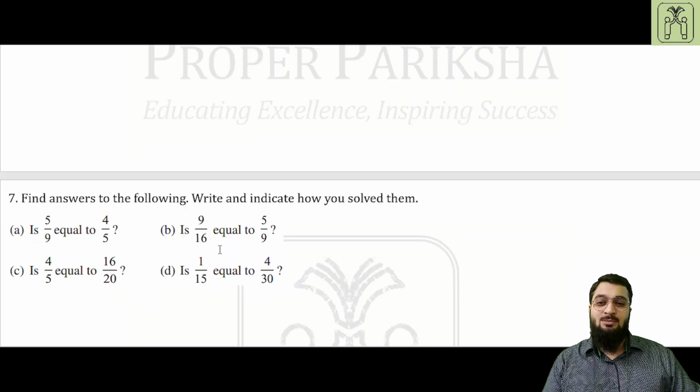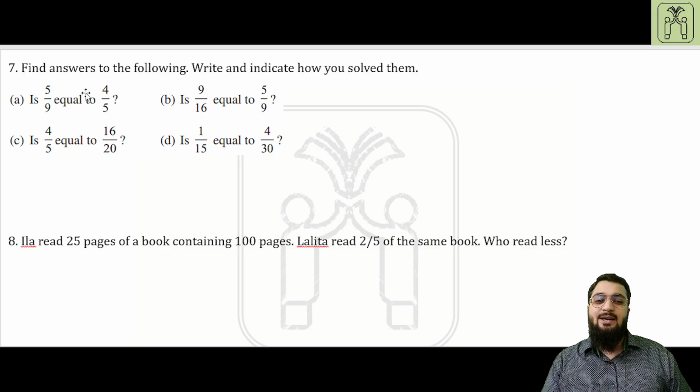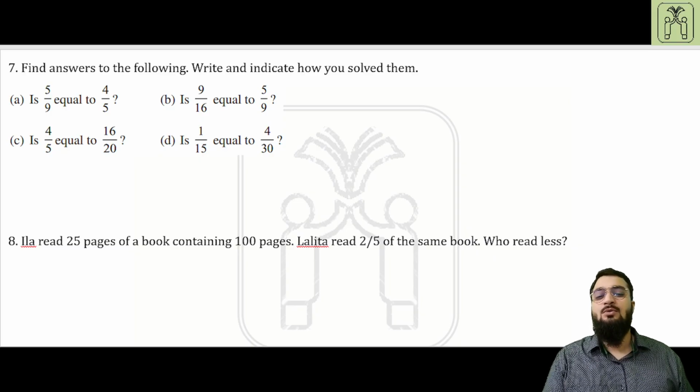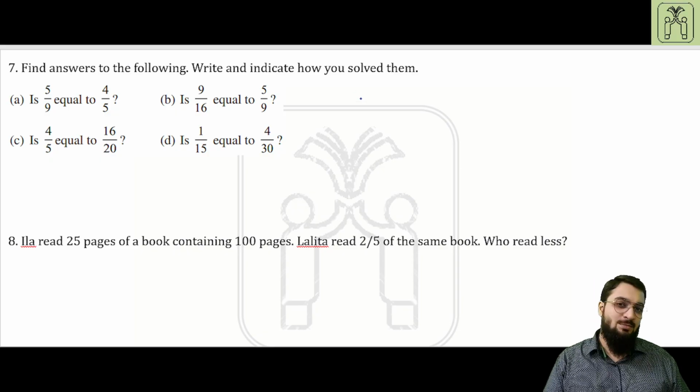Okay, coming to question number 7. Find answers to the following. Write and indicate how you solved it. We have to tell the procedure as to how we solved it. Is 5 upon 9 equal to 4 upon 5? Is 9 upon 16 equal to 5 upon 9? You just need to find the simplest form of either of them, or you need to find if one fraction can be made into the other by multiplying with a common multiple. That is the only thing you have to do.